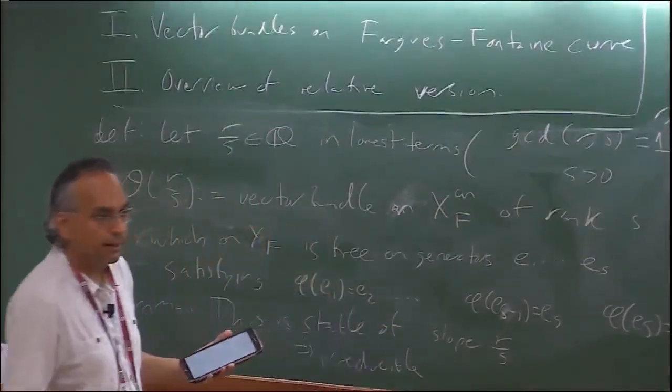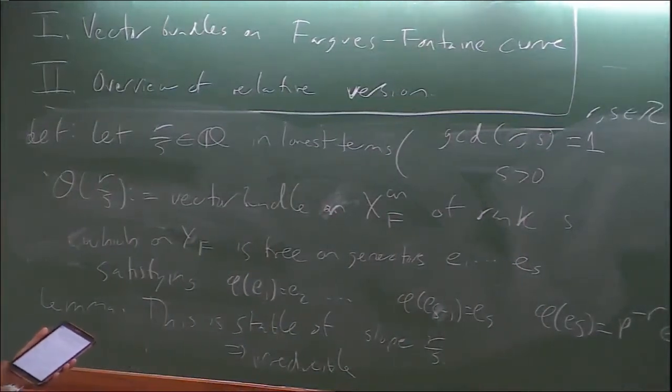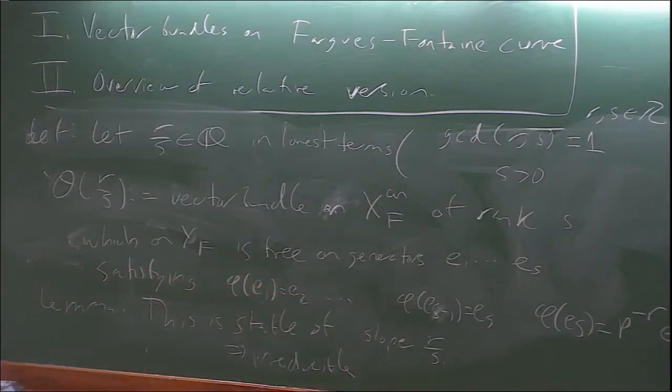Semi-stable implies irreducible? No, it doesn't. I have the counterexample on the board, a direct sum. But stable implies irreducible because of the behavior of slopes under an extension.